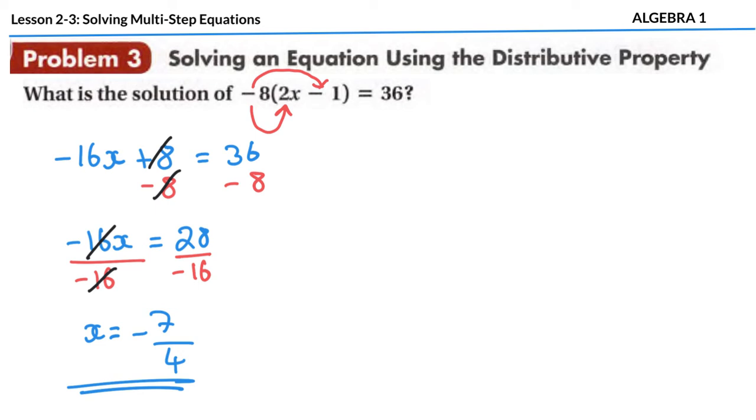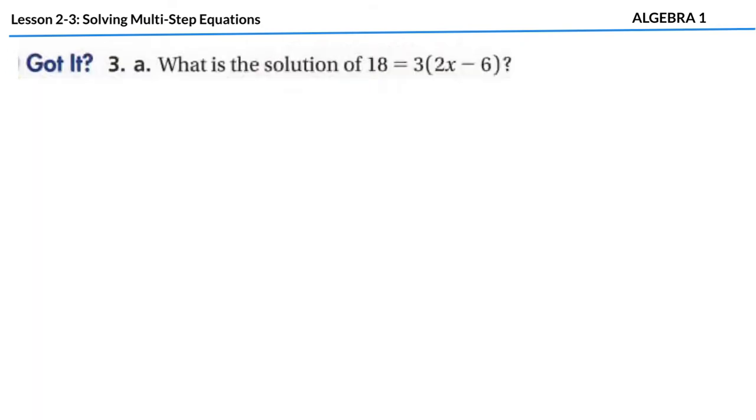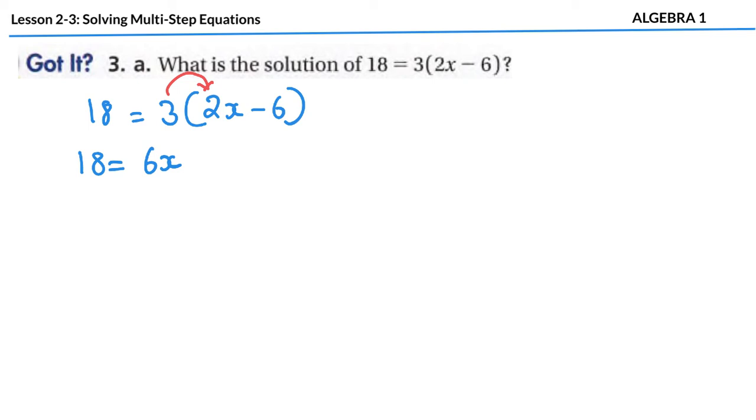Let's try another one. What is the solution of 18 is equal to 3 times (2x minus 6)? So use the distributive property. Let's write down the equation. 18 is equal to 3 times (2x minus 6). Now open the brackets. 18 is equal to 3 times 2x, which is 6x. Then 3 times minus 6 is minus 18.